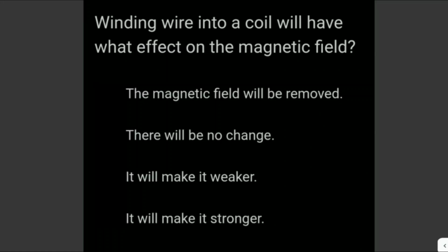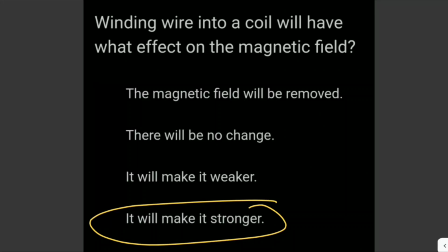Winding wire into a coil will have what effect on the magnetic field? So bringing the wire closer together increases the strength of the magnetic field, an electromagnetic coil brings the wires very close together in a loop around a core. So the answer here, it will make it stronger. So winding wire into a coil will make the magnetic field stronger.